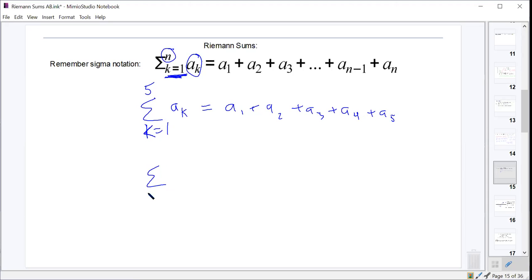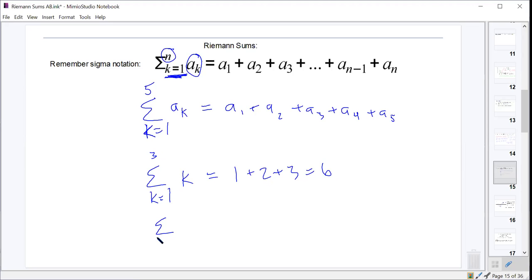So what if I did something like this? What if I said sum all of the k's together from k equals 1 to 3? What would that look like? Would it just be 1 plus 2 plus 3? Yep. So we just sum together numbers from 1 up to 3. It'd be just 1 plus 2 plus 3. It'd be 6, right? So the sum from k equals 1 to 3 of k is 6.